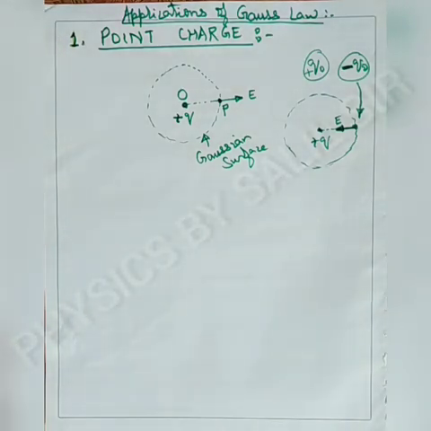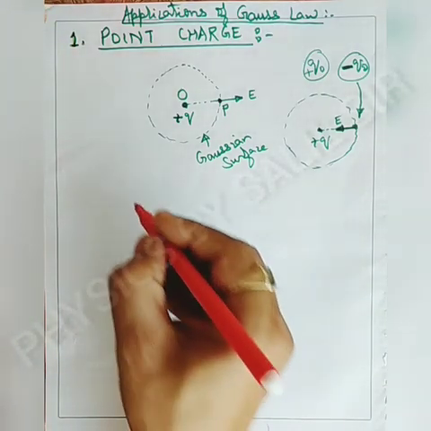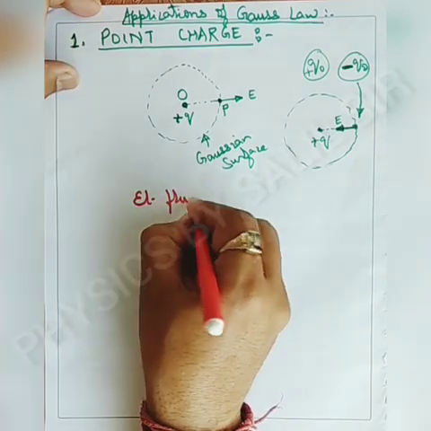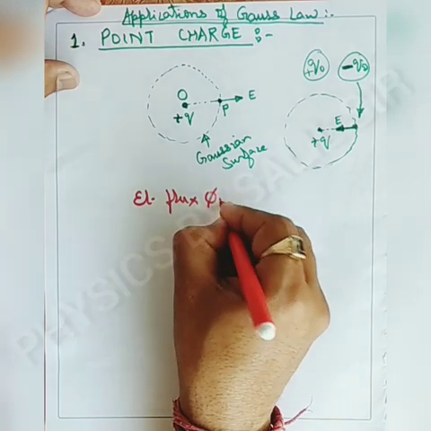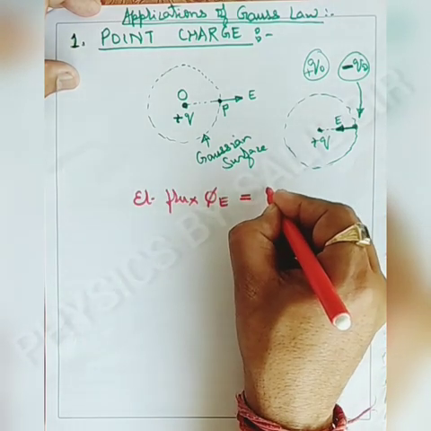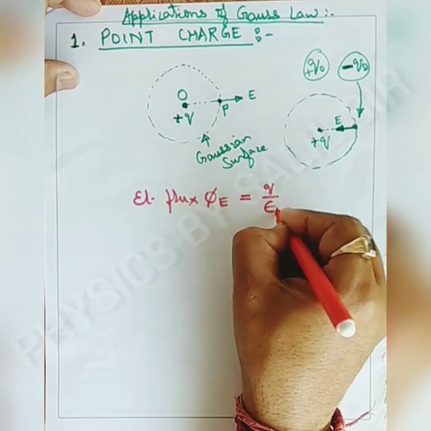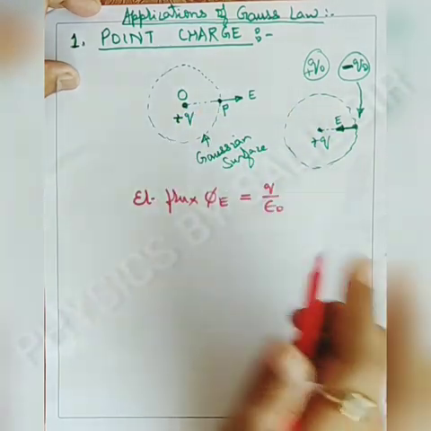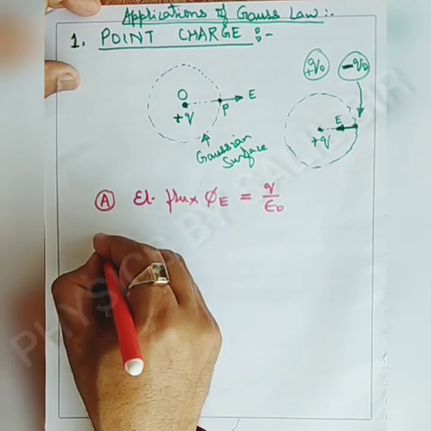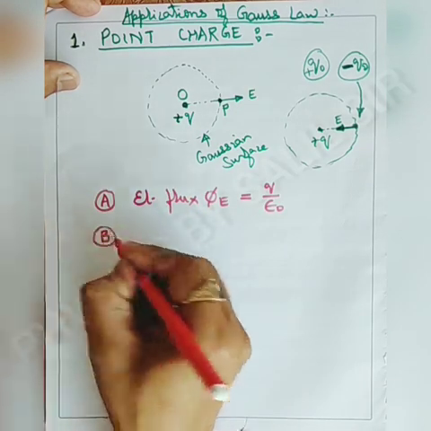Now, if we talk about the electric flux represented by phi E, it will be equal to Q upon epsilon naught. In this case, for a point charge, you have to remember this. This is point one.